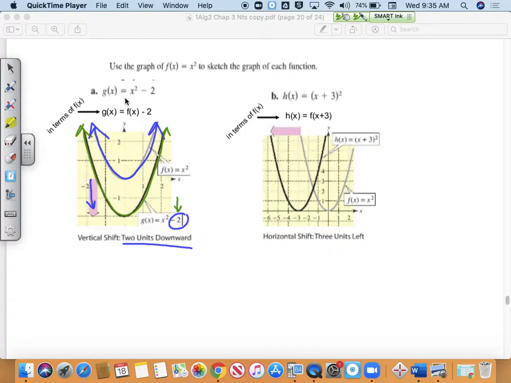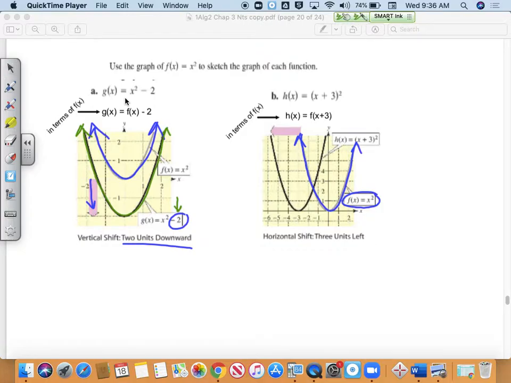If it's a plus, it'll move up. If it's a minus, it'll move down. But what's weird about moving left or right is when you have an original function, again, we're going to be using the same one, f of x equals x squared. That's this one in blue. That's this one right here. When you are shifting it left or right, it actually does the opposite of what you would think.